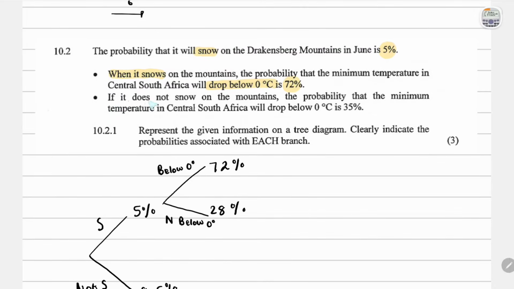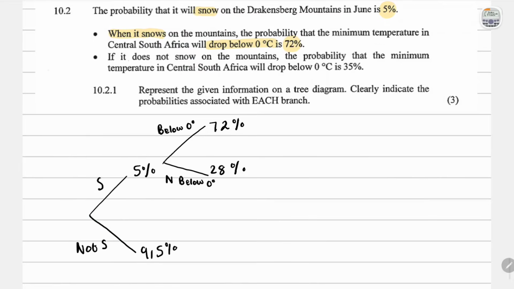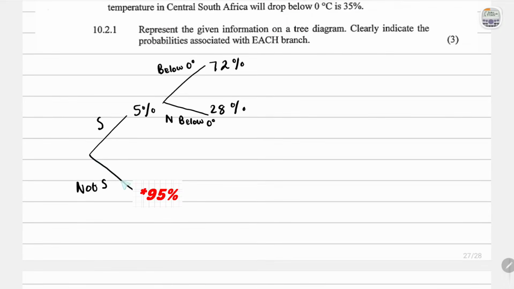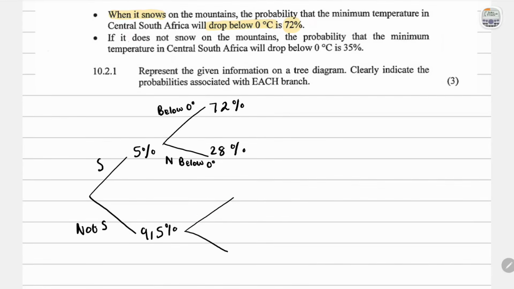And then we have, if it does not snow on the mountains, that's the not snow part, the probability that the minimum temperature in central South Africa will drop below 0 degrees is 35%. So on the condition that it does not snow, the probability that the temperature would drop below 0 degrees is 35%.